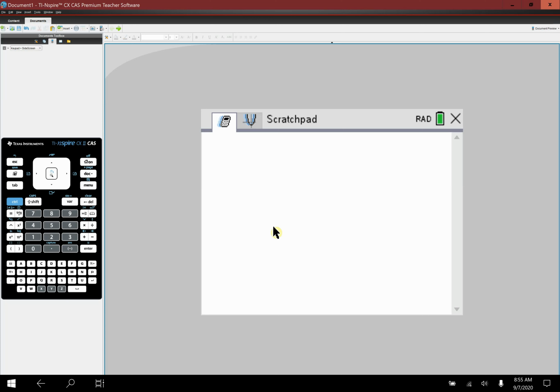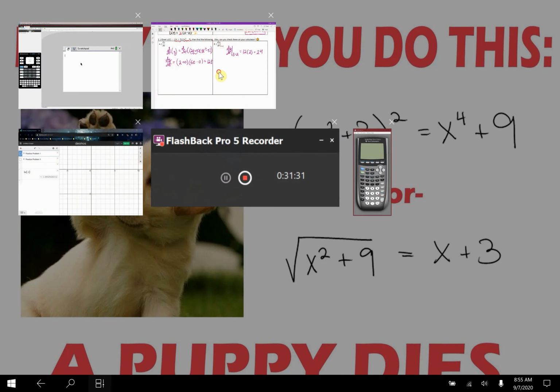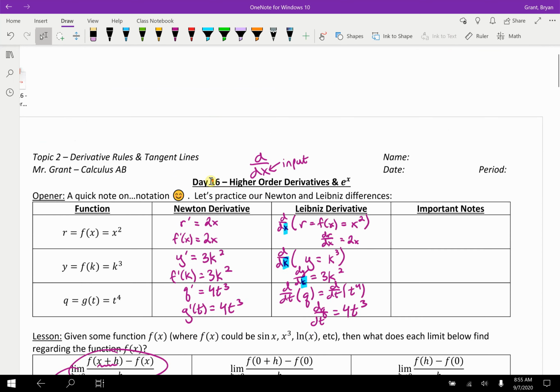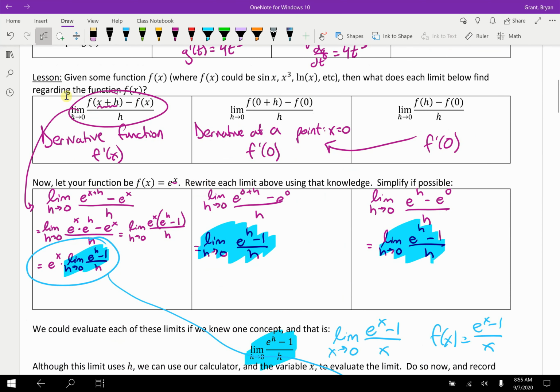The third function that you're expected to use is the derivative at a point function. So reminding you back to what we did at the beginning up here, we said that this first limit finds the derivative function, it finds an equation. This second one finds the derivative at a point, it finds a particular value. Every graphing calculator has this function built in, whether you're in 83, 84, Inspire, Casio, HP, anything like that.